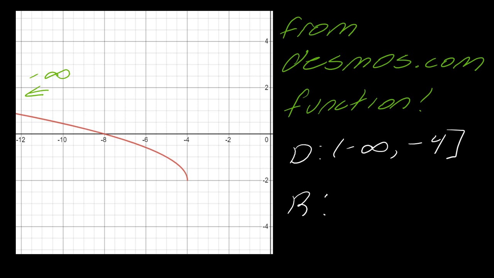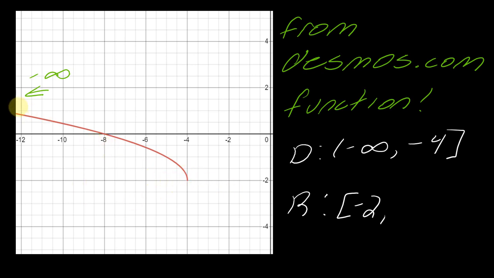Okay, so now let's talk about the range. Now we're concerned about the up and down motion here. So notice that for my range, I've got nothing here, nothing here, nothing here, and then I start here. What is this value? This value is -2. So you start with the lowest y value, and now where is this going?